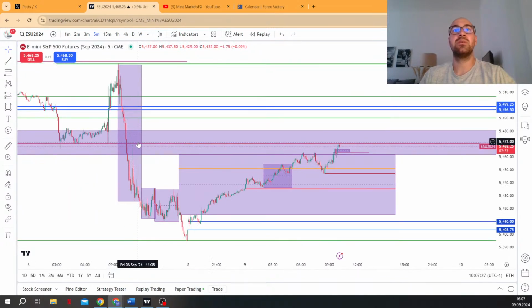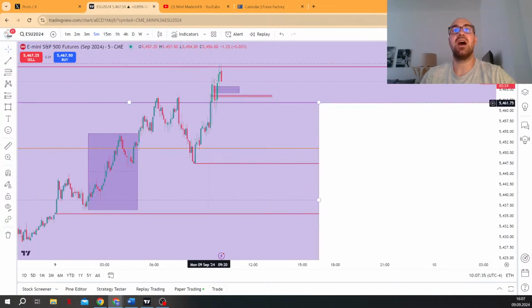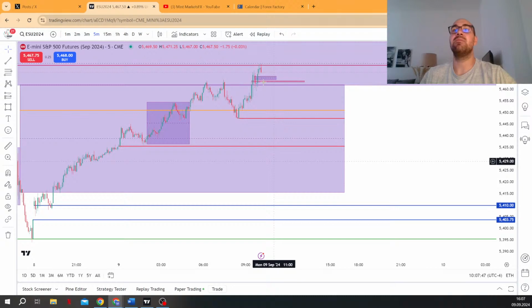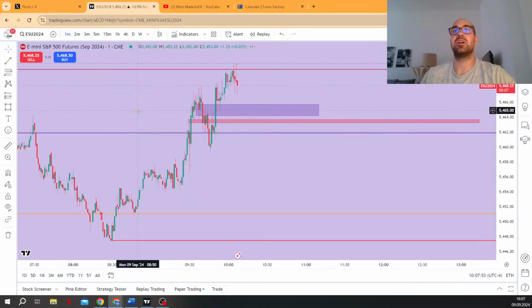So what's the high here? The high here is 5471.5, and the high so far is 5471.25. So we just fell short. But what I want to see is that we take out this liquidity here, and then I'd be waiting for a 1-minute market structure shift, and I would look for a retracement trade here.